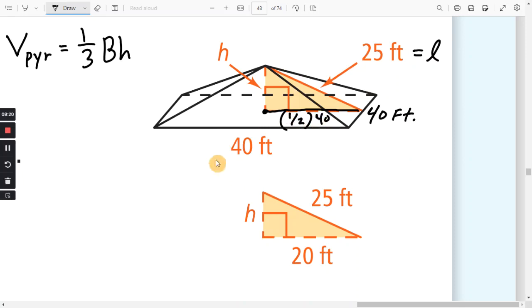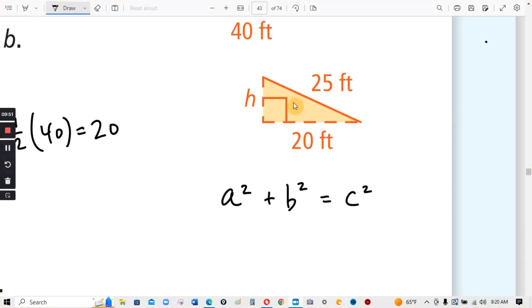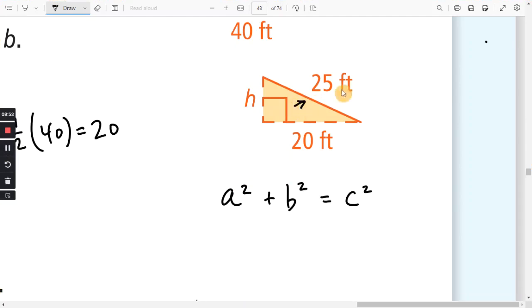Okay, so we know that half of 40 is just 20. So this side length right here is just 20, and that's what they did on their triangle. This side length here is their slant height, and this is the height of the pyramid. Okay, so we need to use the Pythagorean theorem to find h. Across from our right angle, that's your hypotenuse, that's OEC. The other two sides, I'll let them equal A and B.